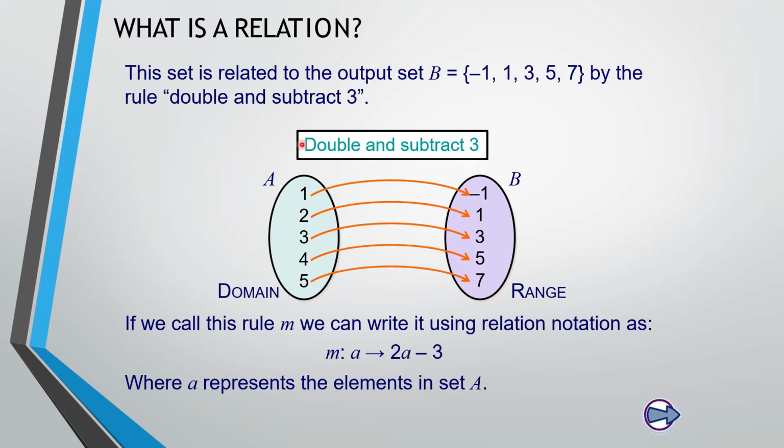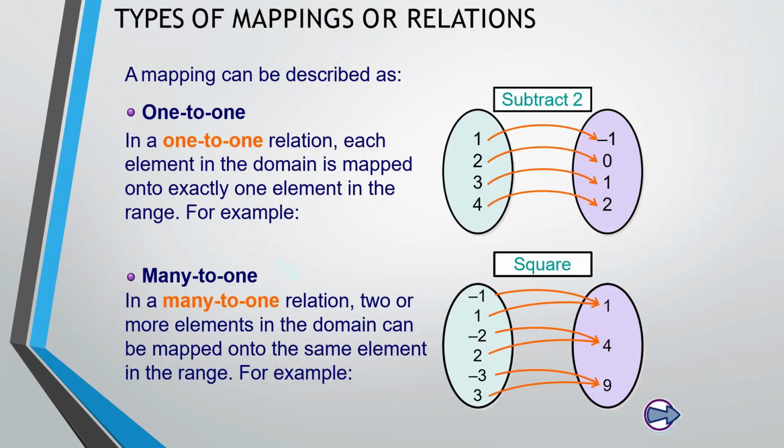So set A is the domain and set B is the range. Domain is the set of inputs and range is the set of outputs. Here the rule applied is double and subtract 3, meaning the domain element which we input is doubled, and then the answer that comes is subtracted by 3, and the result is the range, which is called the set of outputs. So that's it in front of us.